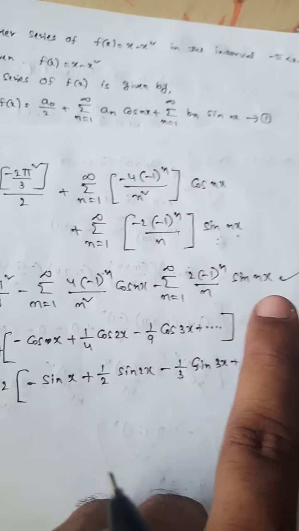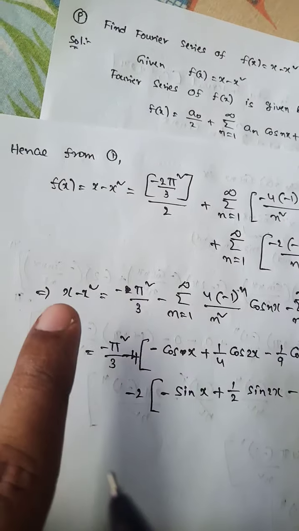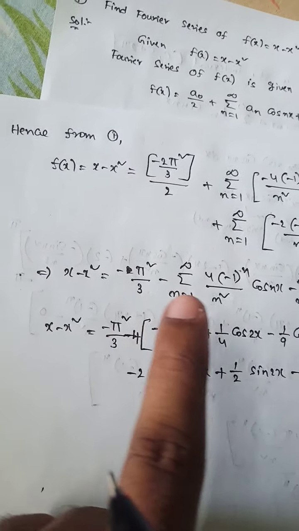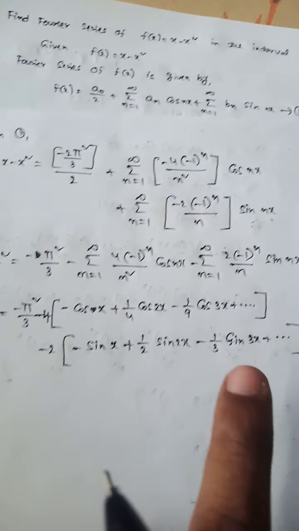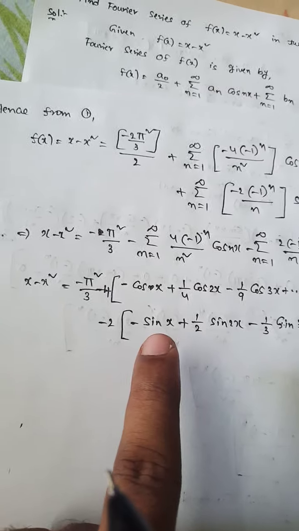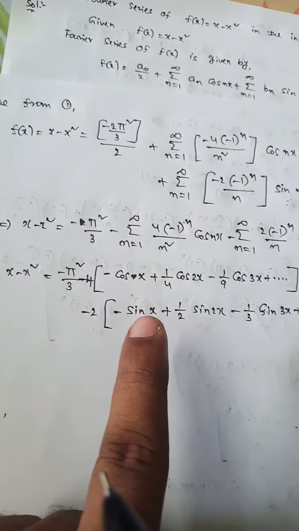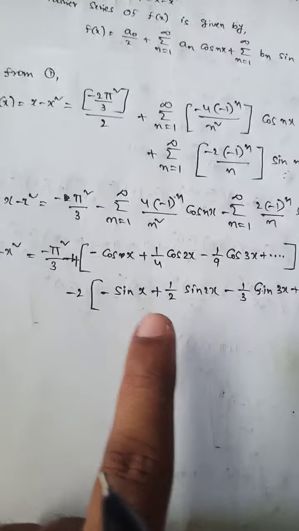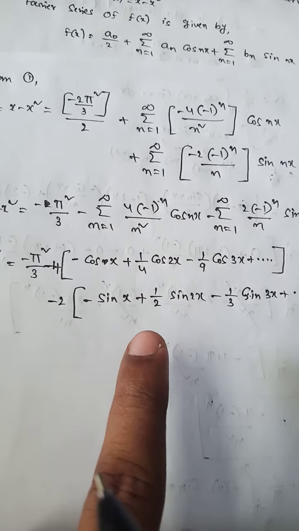This is the required Fourier series of the given function x minus x square. If you want to, you can expand this; the expansion is useful when you are doing deduction. I will take one more problem related to deduction and explain that problem.